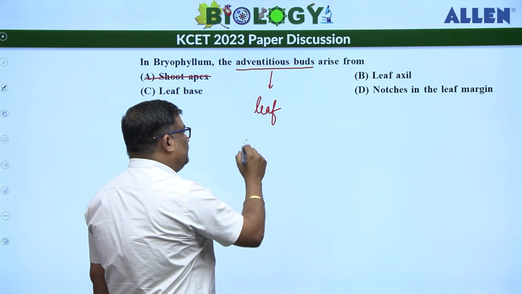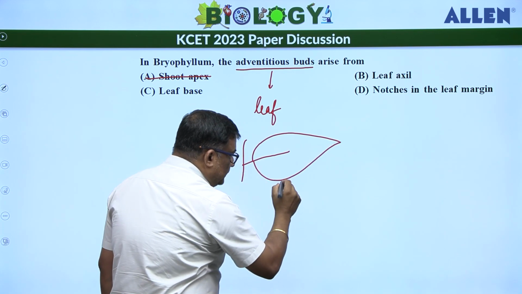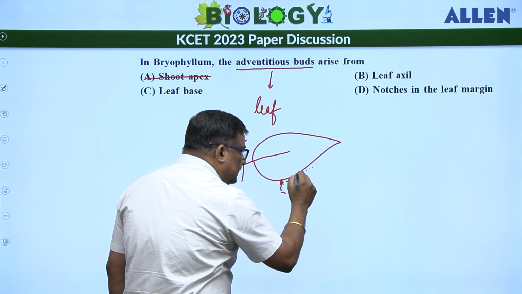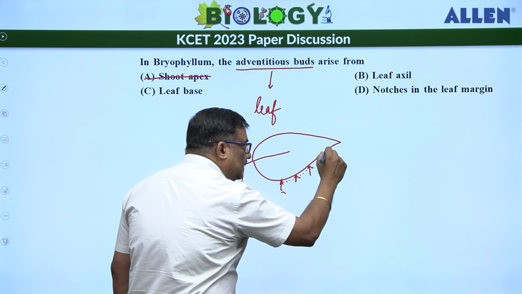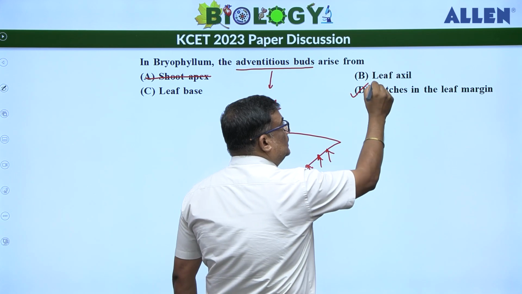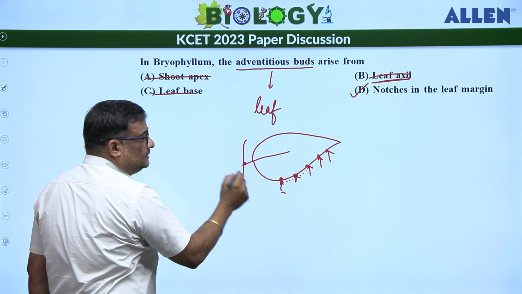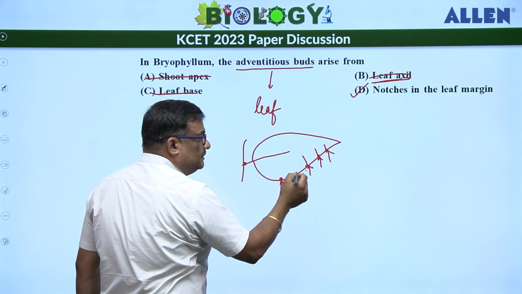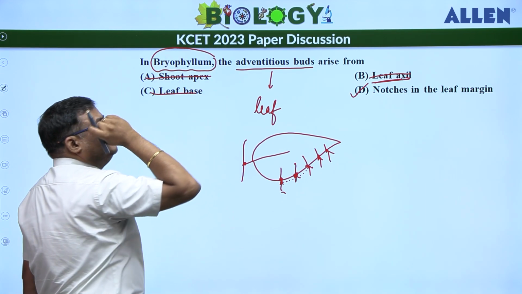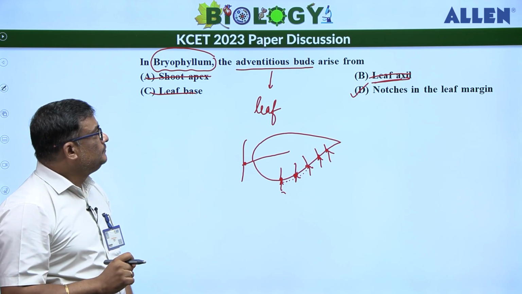Now when you draw the diagram of a leaf of a bryophyllum, what happens? When this portion comes in contact with the soil, from these areas small roots basically arise. So they arise from the notches of the leaf margin. They are not going to come from the leaf axil, or the leaf base. So from here a new plant arises in case of bryophyllum. So this was a good question where you can be easily caught in the trap. Next one.